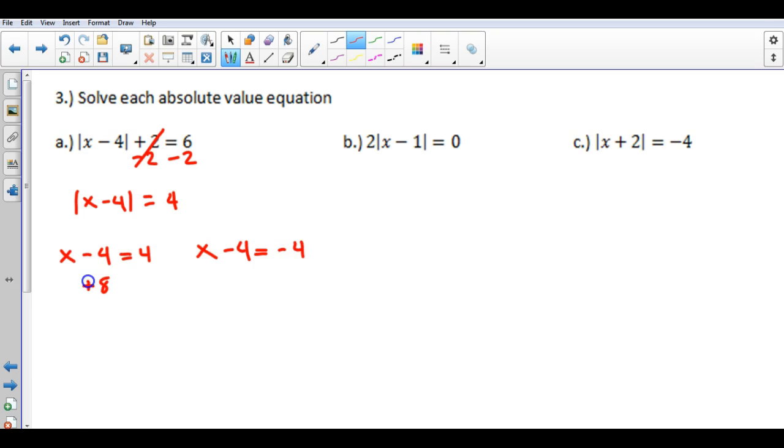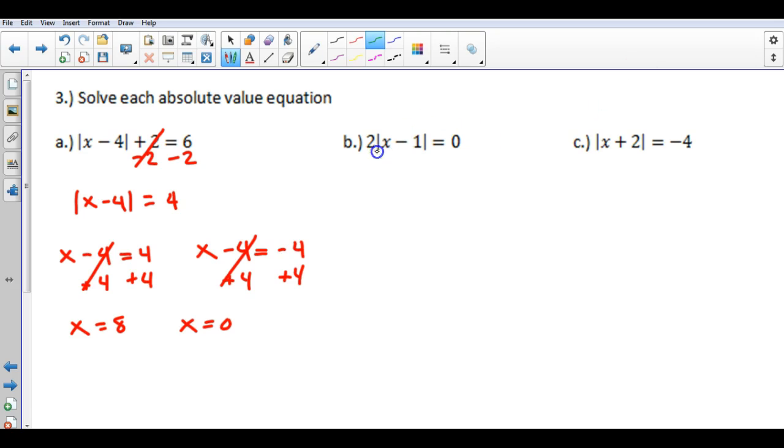For this first one, I'm going to have to add 4 to both sides. So I end up with x equals 8. And for this one, if you add 4 to both sides, you have negative 4 plus 4, and that is going to be 0.